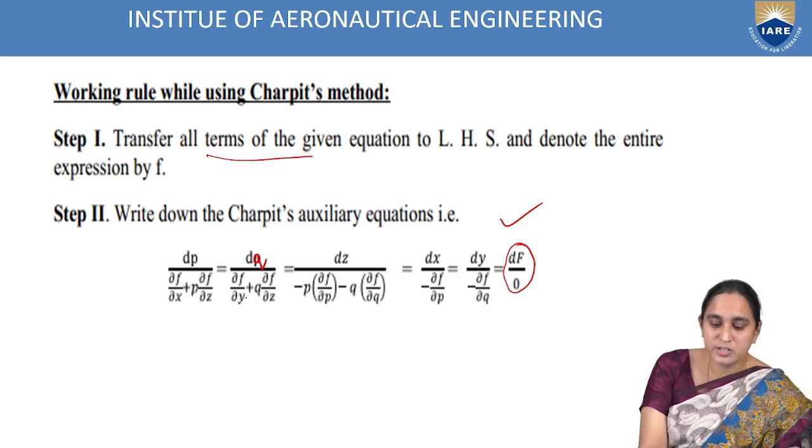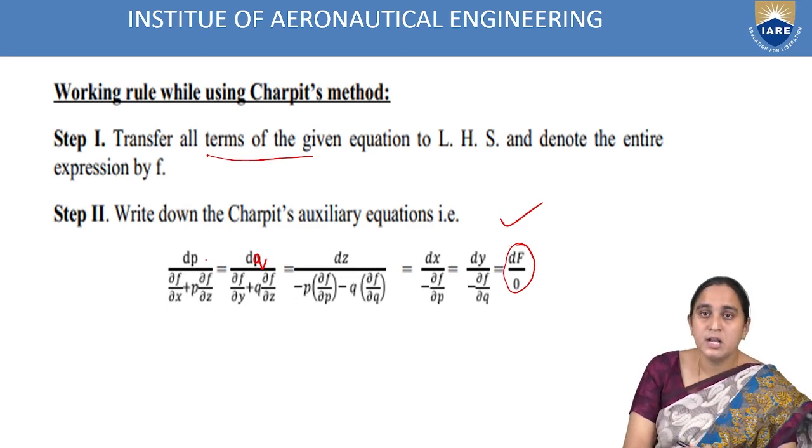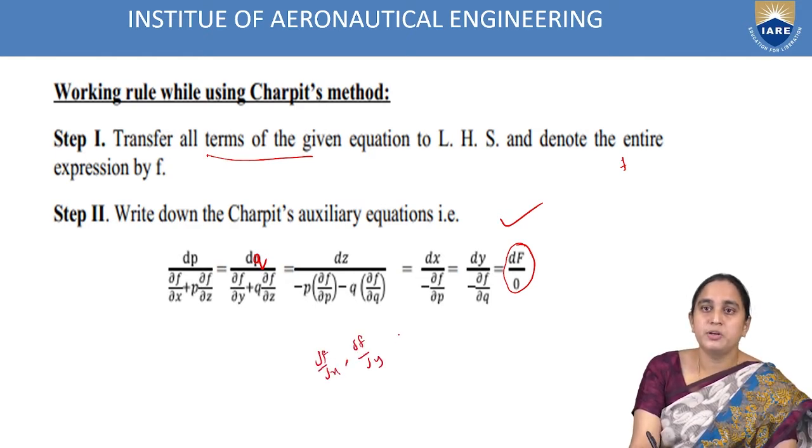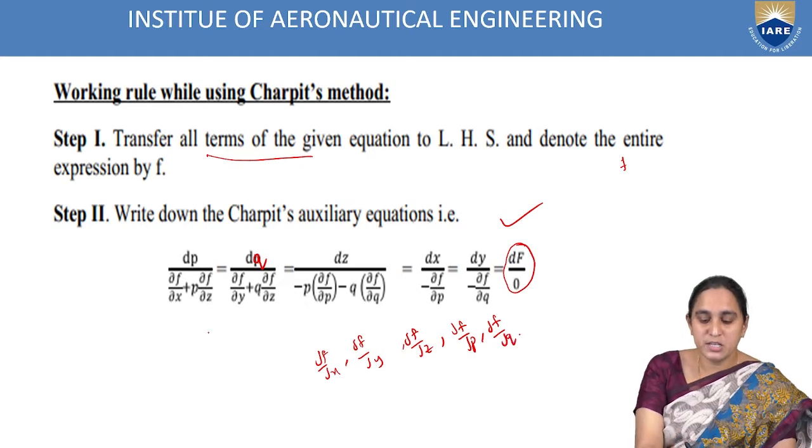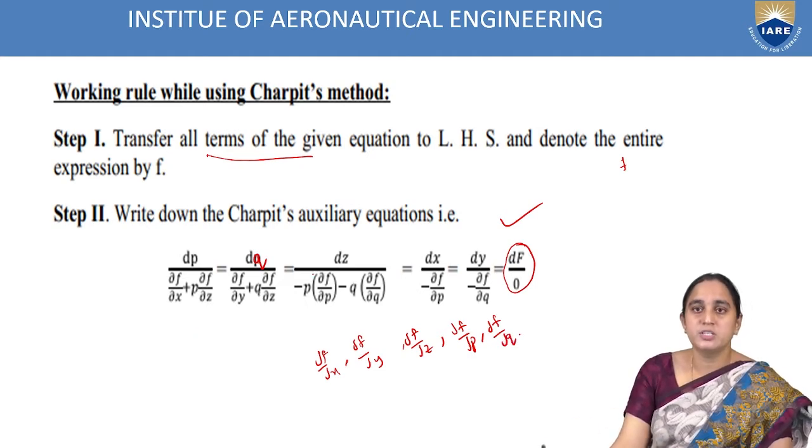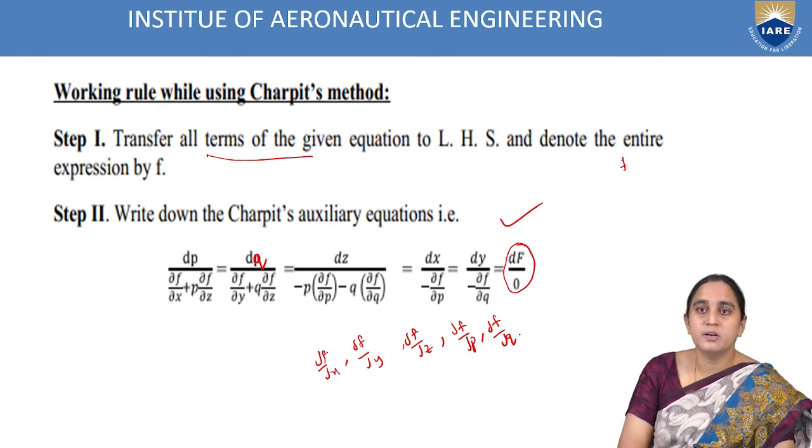Here the auxiliary equation means only five terms, that is dP by (∂F/∂X plus P times ∂F/∂Z), dQ, dZ, dx and dy. From the first step we got the function in terms of F. For that we find ∂F/∂X, ∂F/∂Y and ∂F/∂Z, and next ∂F/∂P and ∂F/∂Q. Substitute each and every value in that auxiliary equation. From that auxiliary equation we get the general solution of Charpit's method.